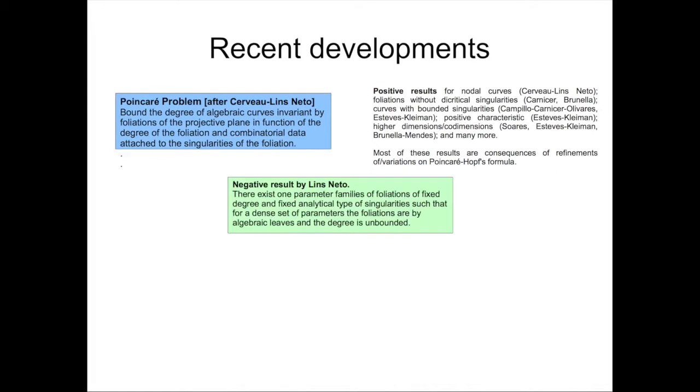Okay. But there is a negative result by Lins Neto himself in the early 2000s. There exists a one-parameter family of foliations of fixed degree, so a one-parameter family of polynomial vector fields of fixed degree and fixed analytical type of singularities. Not only is the combinatorial data fixed, but even the local analytical type is fixed, such that for a dense set of parameters, the foliations are by algebraic leaves, every leaf is algebraic, and the degree of the algebraic leaves is unbounded. So if you want to interpret the Poincaré problem in that sense, the answer is no, but that's not the original question.